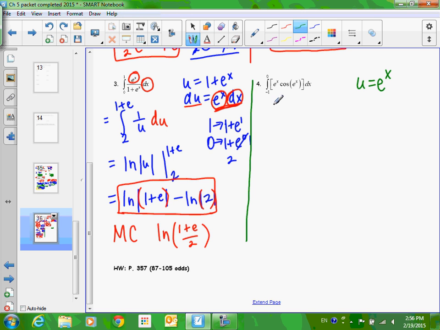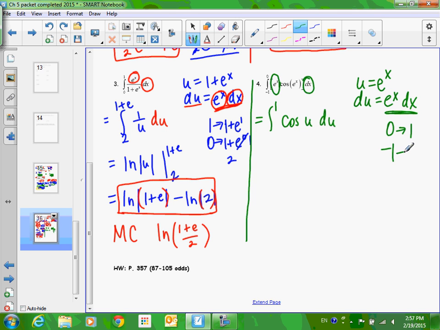Okay, so let's see what we got here. First let's do du. Du then would be e to the x dx. And that's great because I see an e to the x and a dx right there in the problem. Okay, so I have cosine u du. Don't forget the cosine part. All right, now what does the top bound turn into? What's e to the 0? 1. We just talked about that.